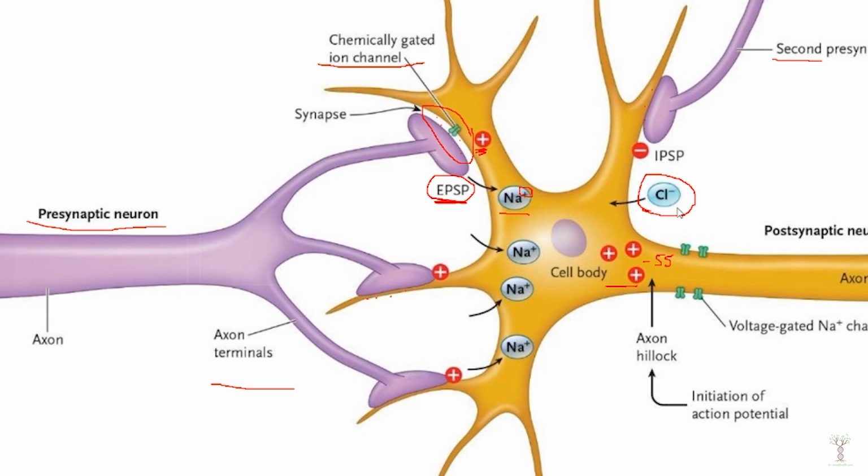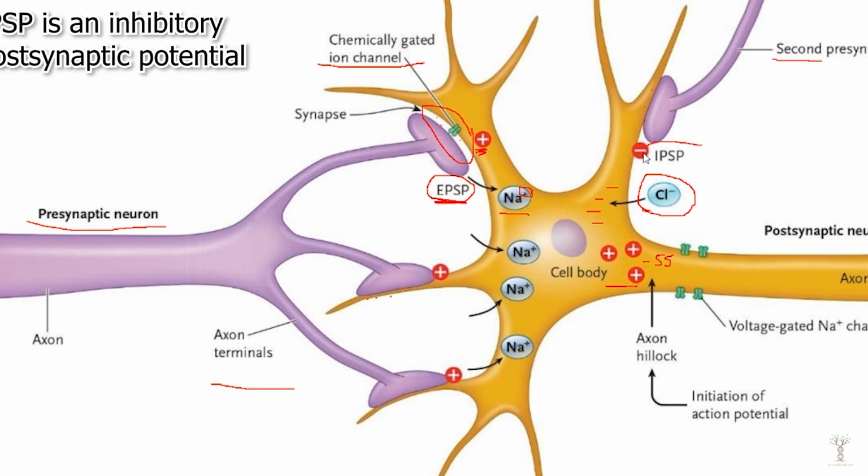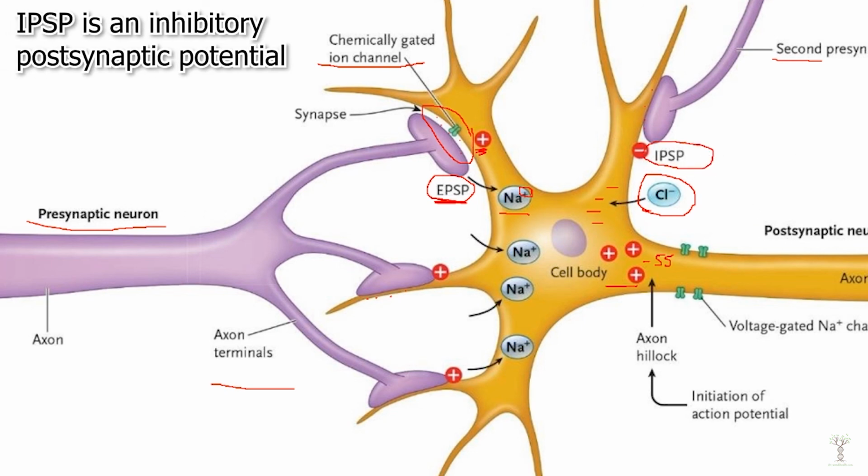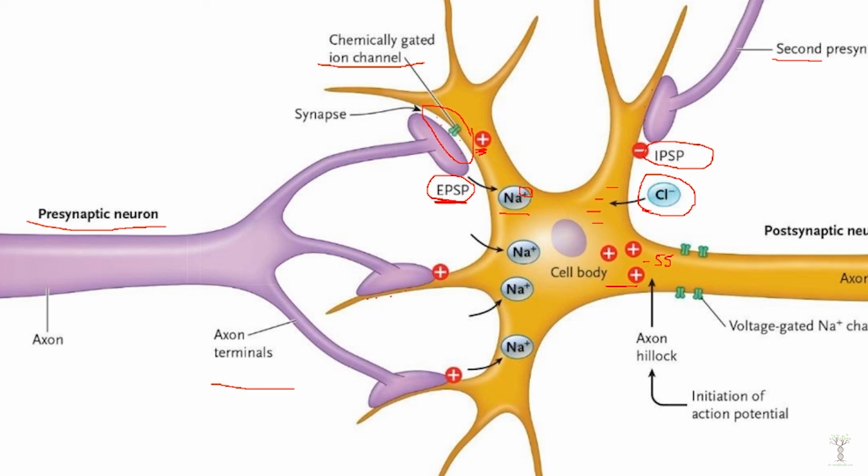However, what if we moved chloride in instead? Chloride has a negative charge. If we move a negative charge into the cell, that will cause hyperpolarization, and that will not promote an action potential at the axon hillock, because negative charges are not going to bring the charge up to -55. It might make it as low as -85. So when we move a negatively charged ion into the cell, we call that an IPSP, or inhibitory postsynaptic potential.